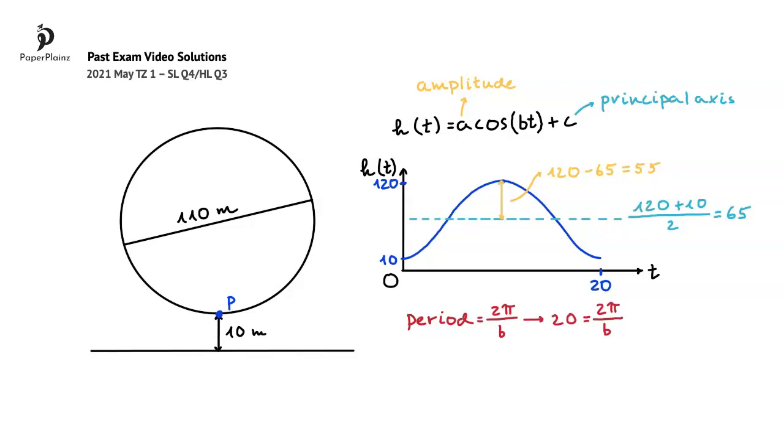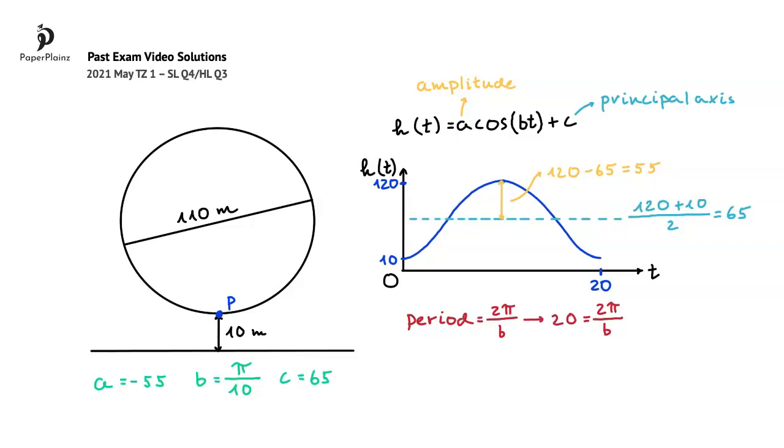Now we are ready to give our final answer, so the values of a, b, and c. As we said, a shows us the amplitude, so its absolute value is 55. However, since here the graph starts at its minimum point, a is equal to negative 55. Rearranging the equation for b, we get that it is equal to 2 pi over 20, so pi over 10. You can also write this value as a decimal number. c shows us the principal axis, so it is equal to 65.